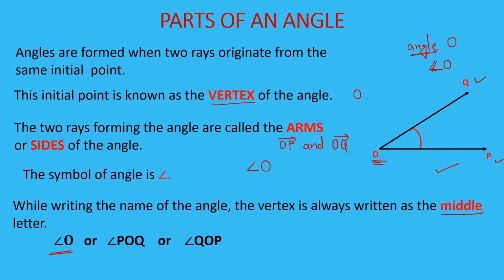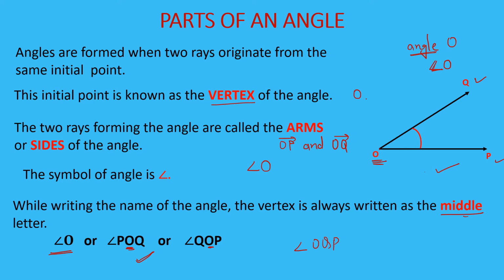Why are we writing it as POQ? Because the angle is at O. So the vertex should come as the middle letter. So O should come in the middle. Here also O should come in the middle. That is the only correct way to show the angle. If we write angle OQP, it is wrong.